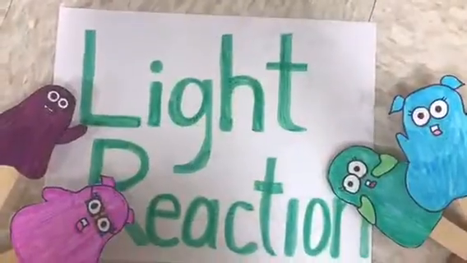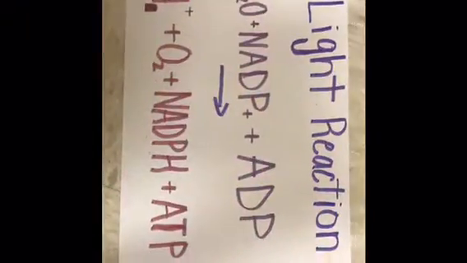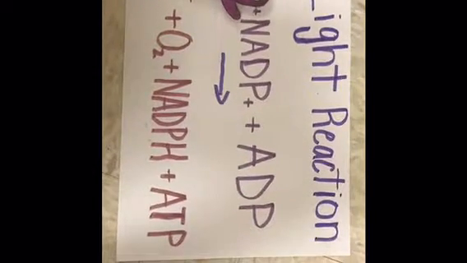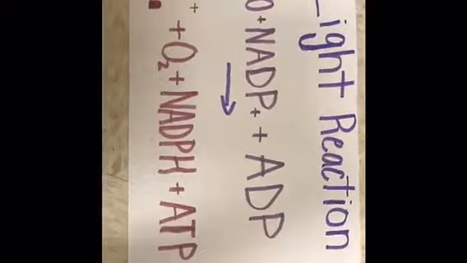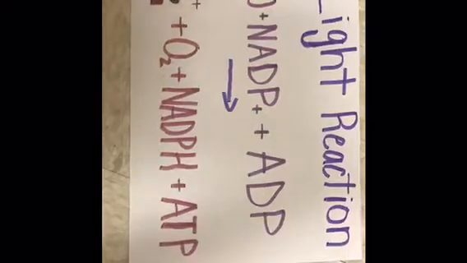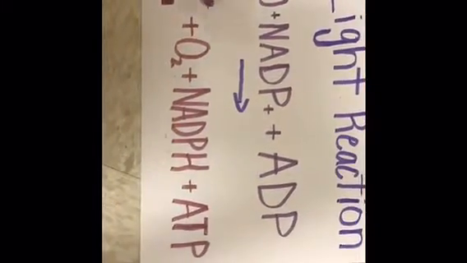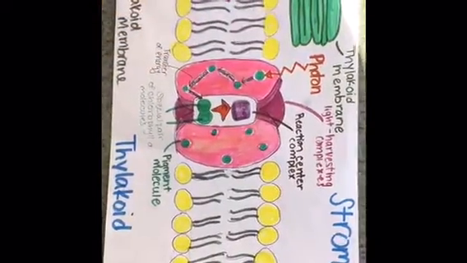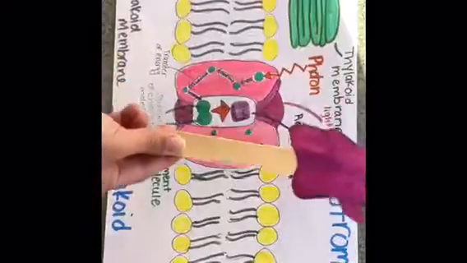Now on to the light reaction. The light reaction begins with H2O, NADP, and ADP, and results in H+, O2, NADPH, and ATP. Light-dependent reactions take place in the thylakoid membrane. The outside of the membrane is called the stroma in the chloroplasts.